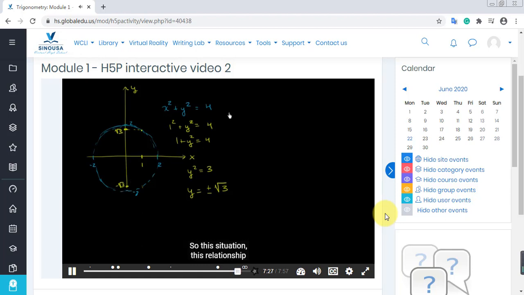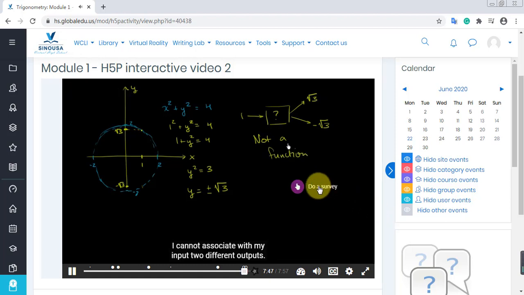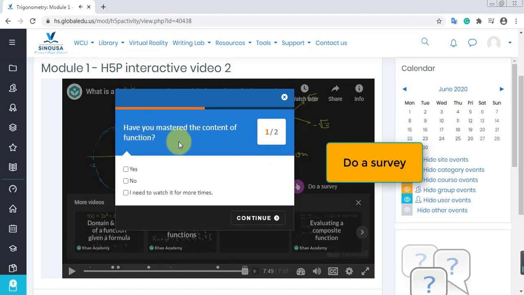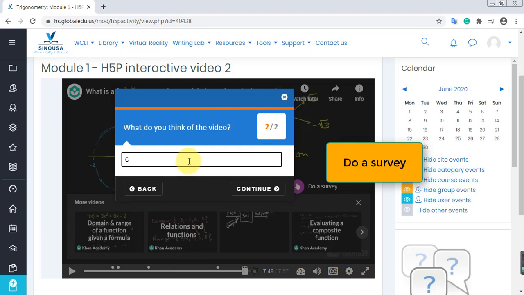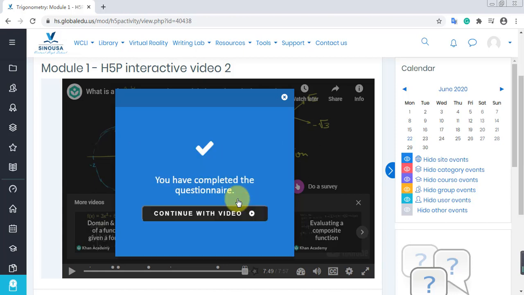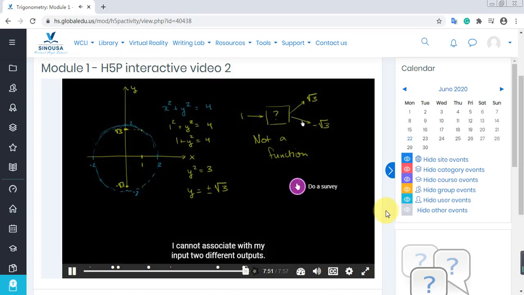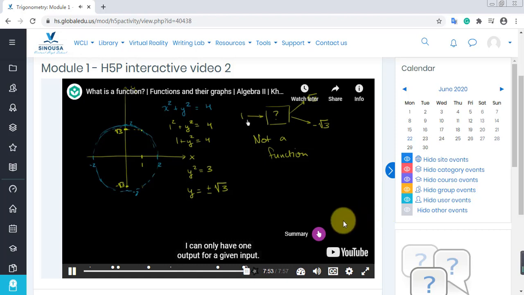So in this situation, this relationship, where I inputted a 1 into my little box here, and associated with the 1, I associate both a positive square root of 3 and a negative square root of 3. This is not a function. I cannot associate with my input two different outputs. I can only have one output for a given input.